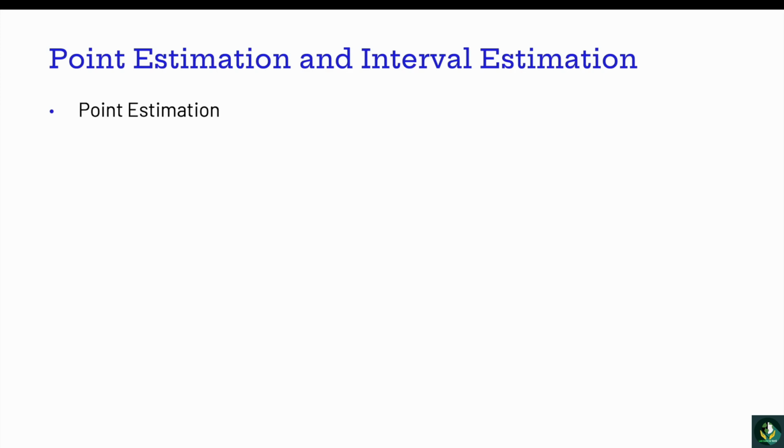Point estimation is a single value estimate of a population parameter. Examples include the sample mean, which is an estimate of the population mean, mu, and the sample proportion, which is an estimate of the population proportion.